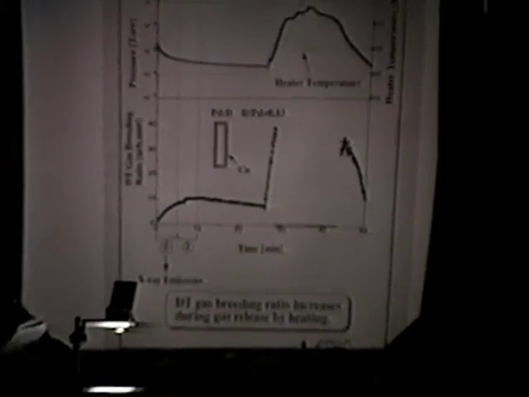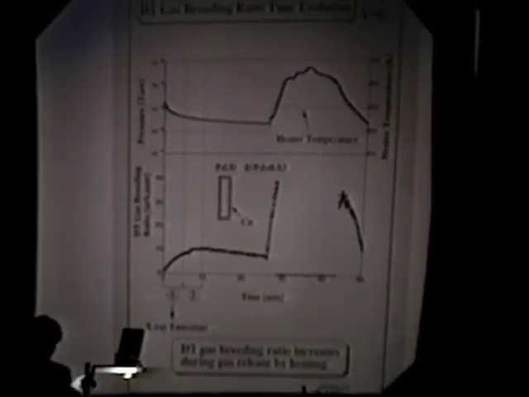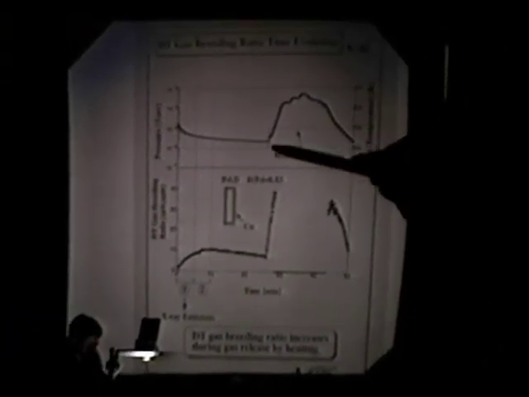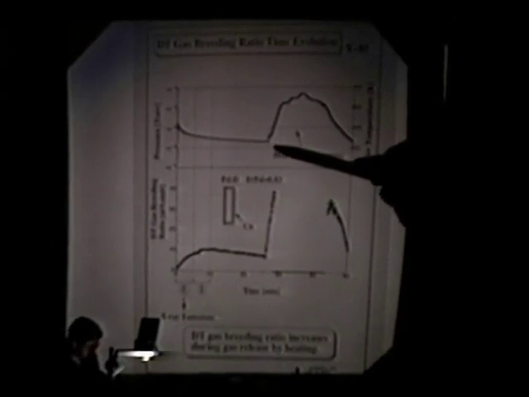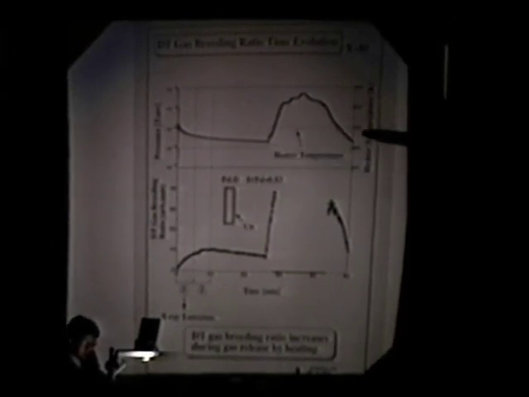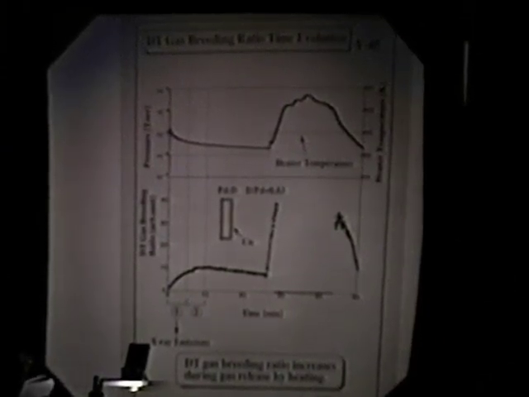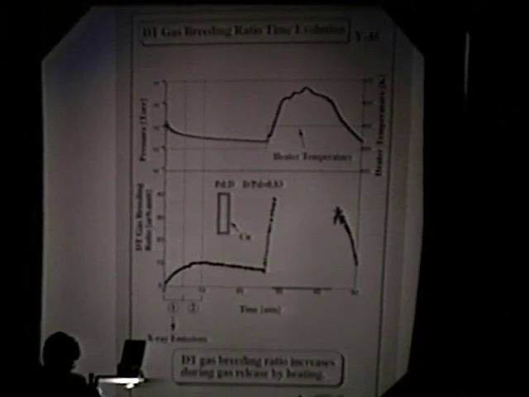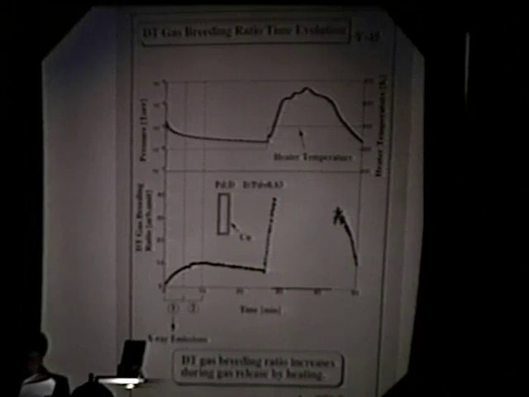Simultaneously, we observed X-ray emission, as mentioned later. At this point, we start heating the sample up to 120 degrees centigrade, and then deuterium gas is released as shown here. The DT gas breathing ratio increases simultaneously. We think the tritium atoms are produced during gas release by heating.